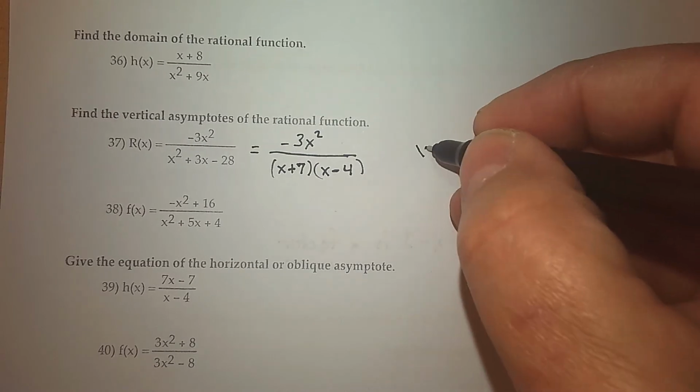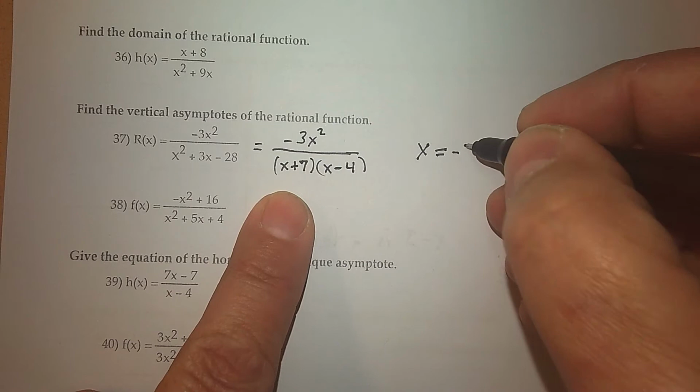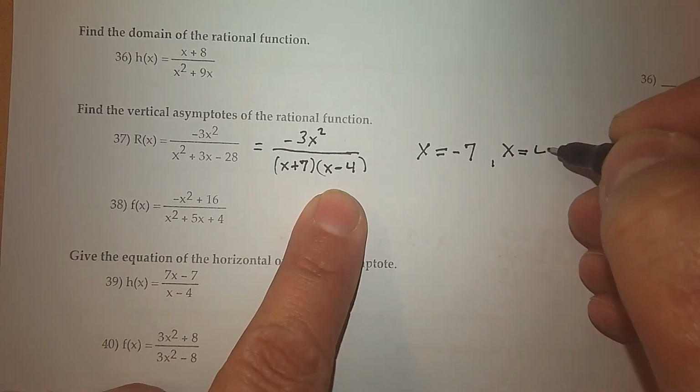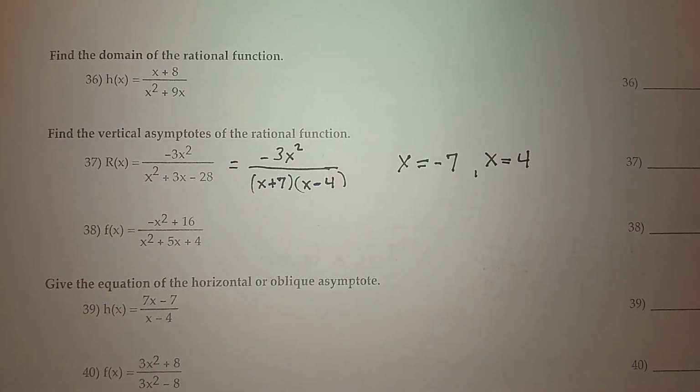I write x equals the denominator, negative 7. What's the other one? x equals positive 4. And those are your vertical asymptotes. And that shows where the graph is undefined. x cannot be negative 7. x cannot be positive 4.